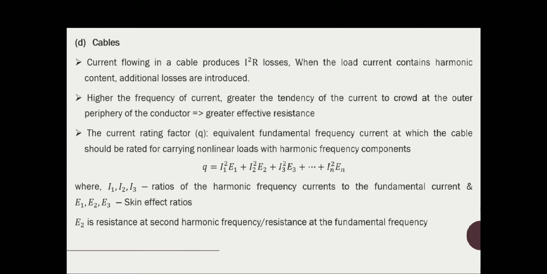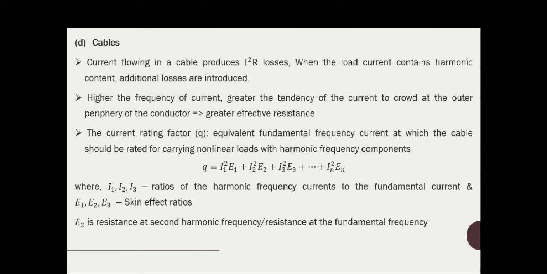Suppose the Q value is 1.135, considering third harmonic, fifth harmonic and seventh harmonic currents, calculated using the equation. Q is 1.135 means that the cable should be capable of handling a 50 hertz equivalent current of 1.135 times the RMS value of the current.